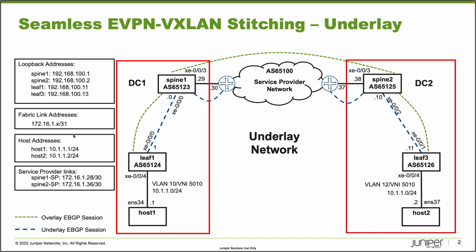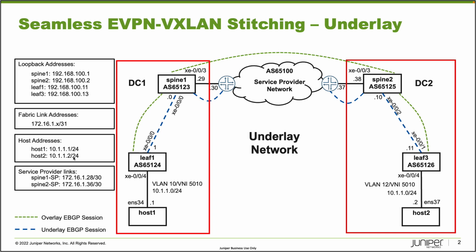And then we have the fabric link addresses, and that's in the 172.16.1.something/31 range. You can see that here with the .1 on leaf 1, .0 on spine 1, .29, .30, .37, .38, .10, and .11. So keep that in mind. That'll be important because we'll be using those addresses to form our underlay BGP sessions.